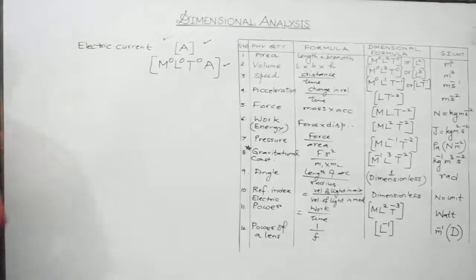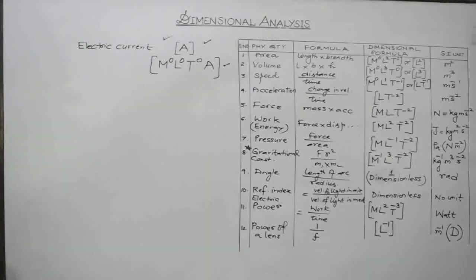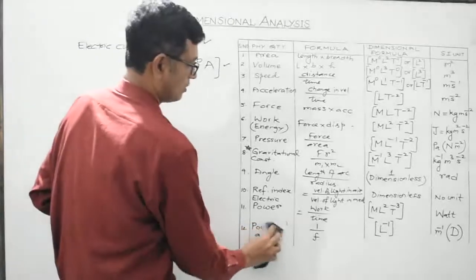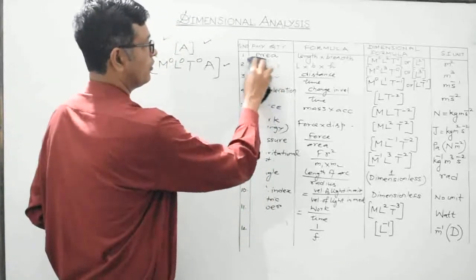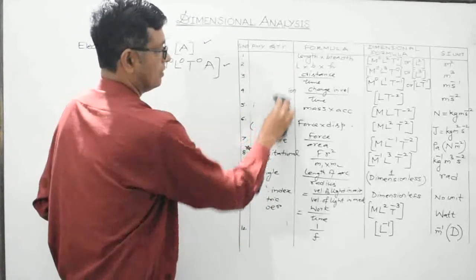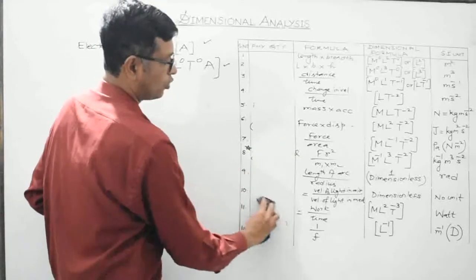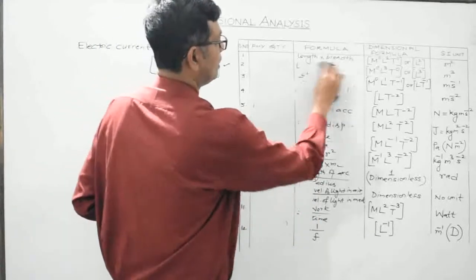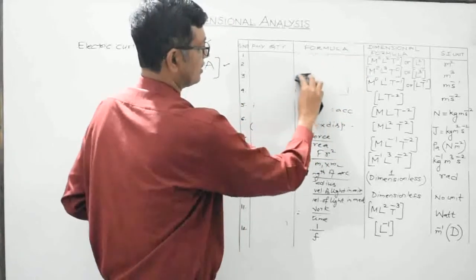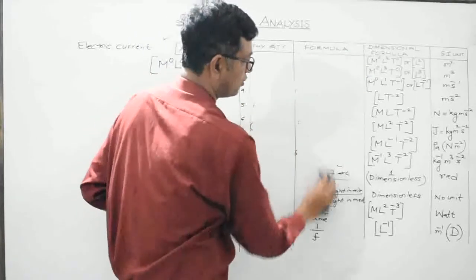So students, can you give me the dimensional formula of charge? Find out the dimensional formula for charge. Charge Q is equal to IT, current multiplied by time. Its SI unit is coulomb. So you can try it.